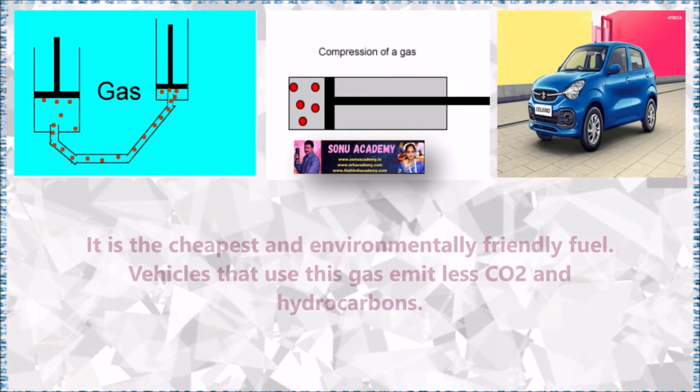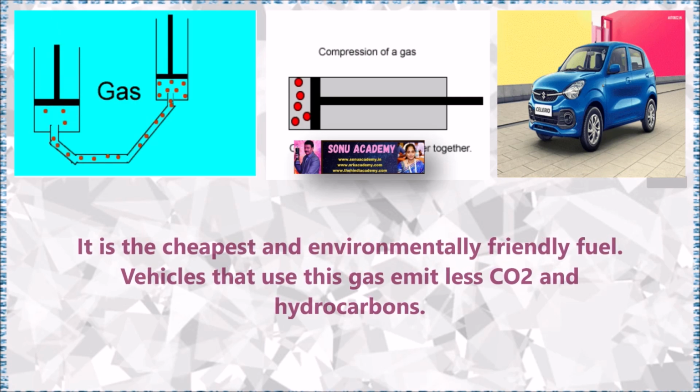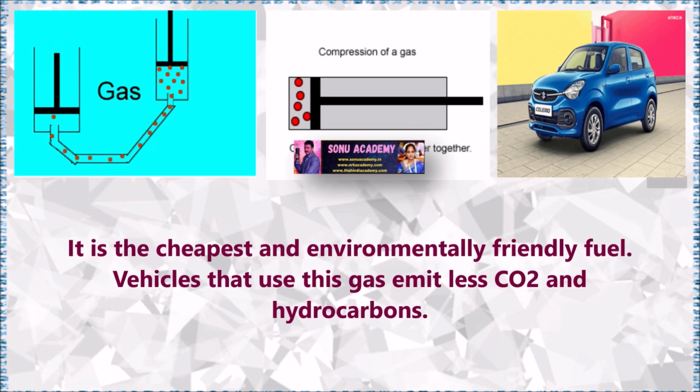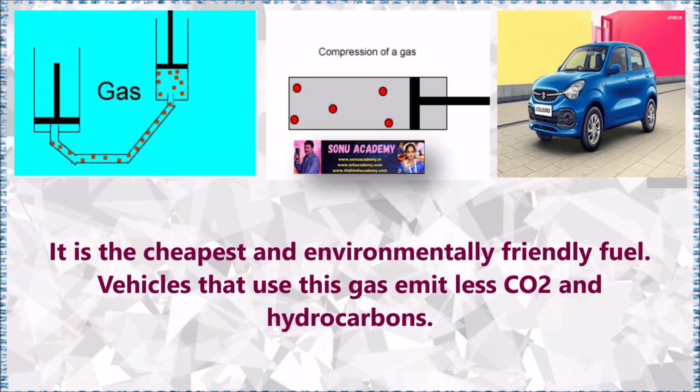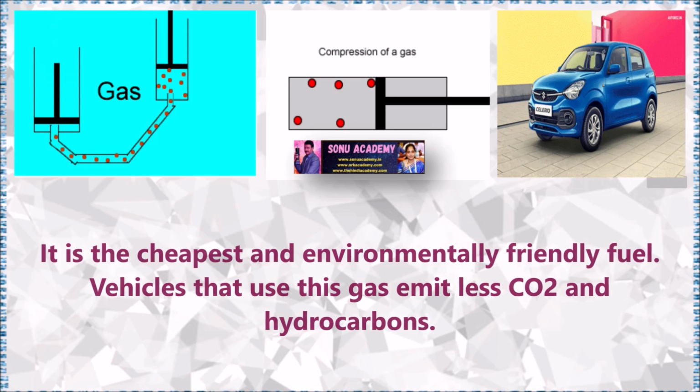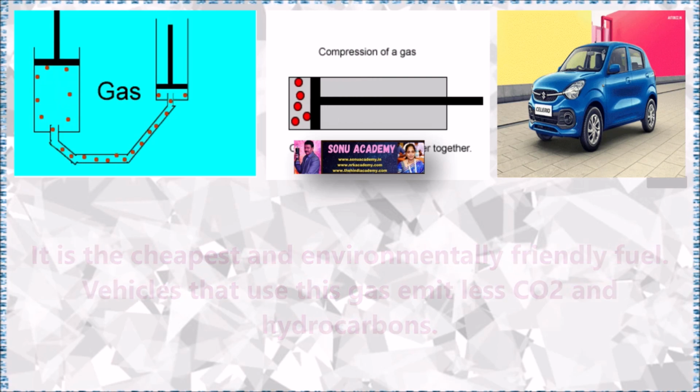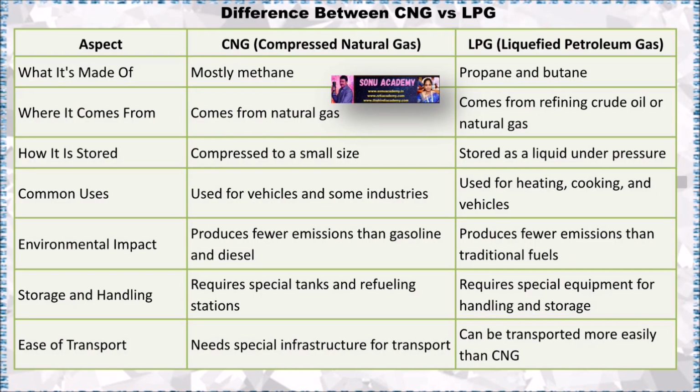Children, let us discuss the CNG properties. It is the cheapest and environmentally friendly fuel. Vehicles that use this gas emit less carbon dioxide and hydrocarbons. Children, now let us discuss the difference between CNG and LPG.